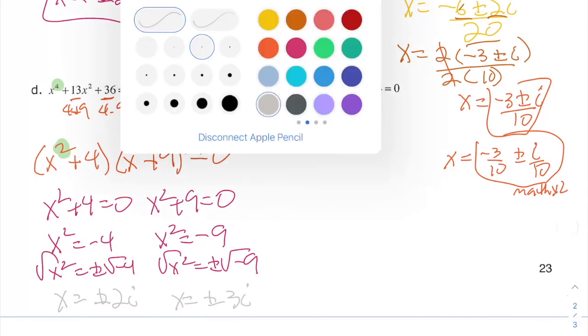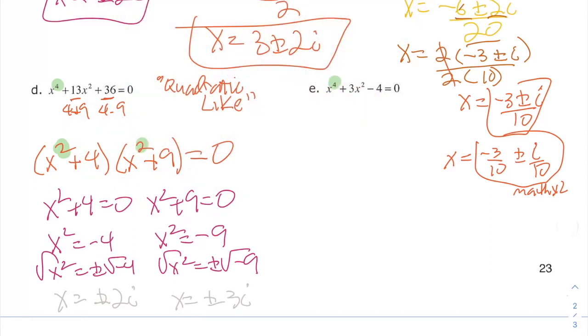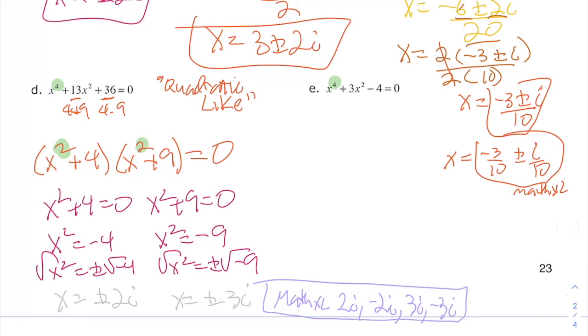Sometimes students on Math Excel get upset about this part as well, because they forget the commas. If you're going to list it in Math Excel, you have to say 2i, comma, negative 2i, comma, 3i, comma, negative 3i. So in Math Excel, not only does it challenge you in math, but it also challenges you in following step-by-step directions. It's a pretty good tool because following directions is an important life skill.